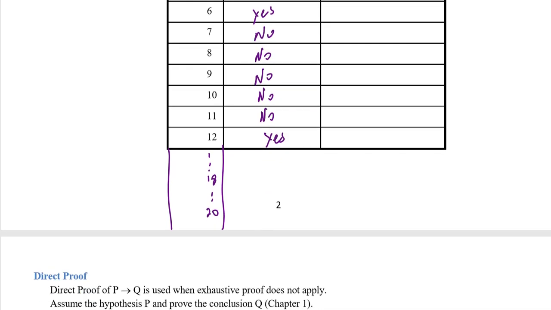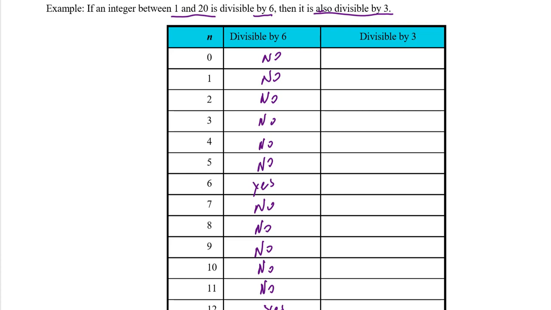12 divided by 6 is 2. Then 18 is divisible by 6 because 6 times 3 is 18. So now we have all the numbers divisible by 6. Now you're going to try.